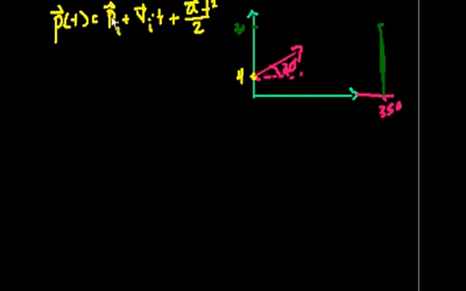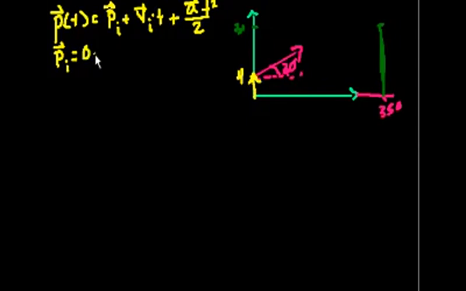So let's see what we know. What's the initial position? So Pi equals what? How much do we move in the x direction, or what is the multiple times the i vector? Well, we haven't moved at all, this is the initial vector, right? The initial position. So it's only 4 in the y direction, or 4 times the j vector.